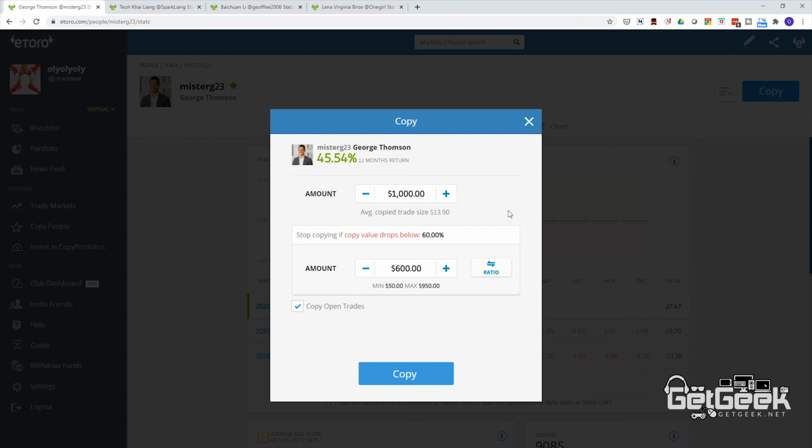So the next option is to do with copying open trades. Now I tend to leave this unticked because I don't want it to copy trades at a price different to what the person I'm copying opened them at.